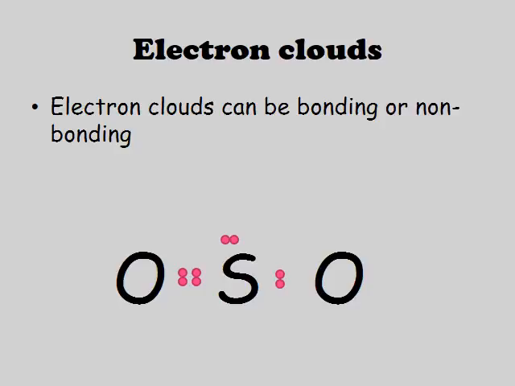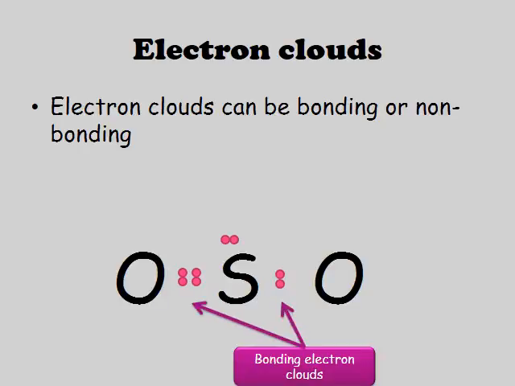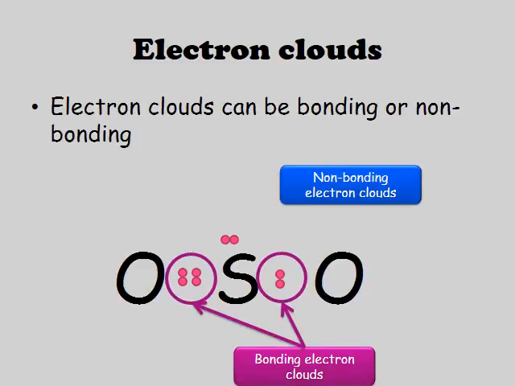Obviously the bonding electron clouds are the bonds that are forming when electrons are being shared between atoms. So for example here, the sulfur and the oxygen. And the non-bonding is the electron pair above the sulfur, which is not involved in the chemical bonds. Okay, there's a diagram there. These are the bonding electron clouds there, and the non-bonding electron clouds are above the sulfur there. They're not involved in the bonds between the oxygen and the sulfur.